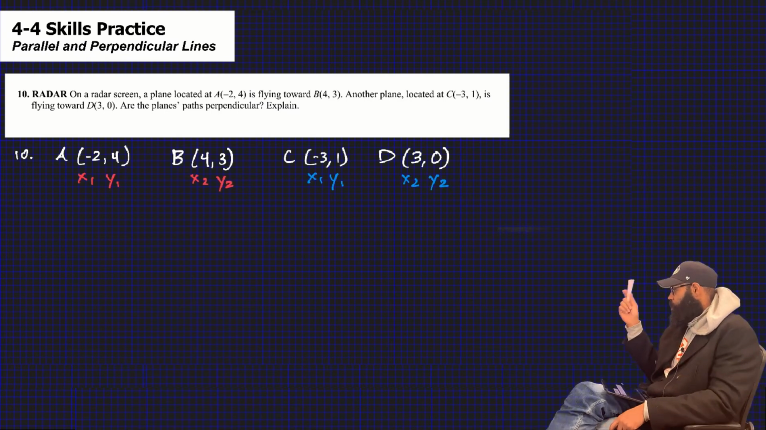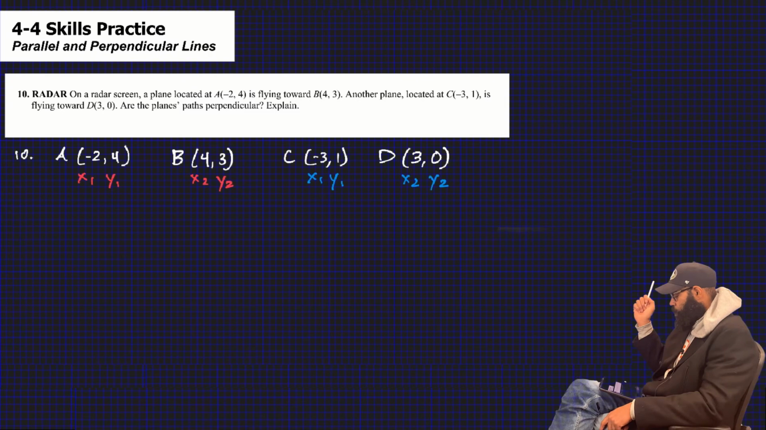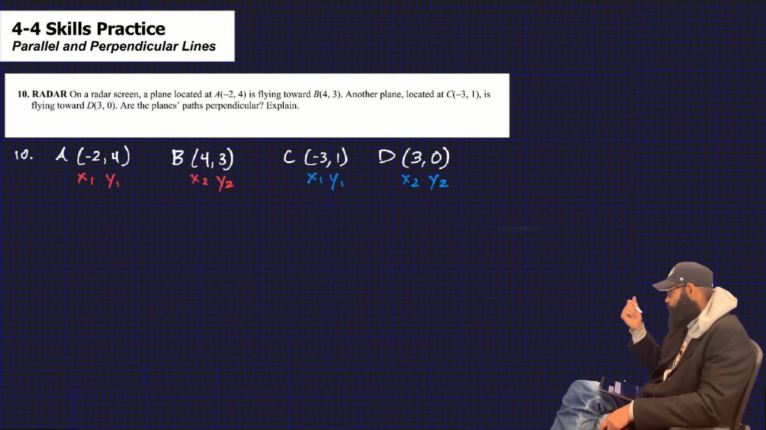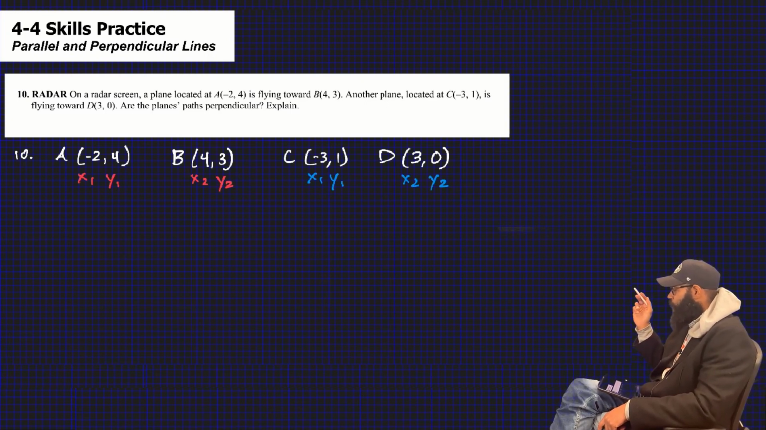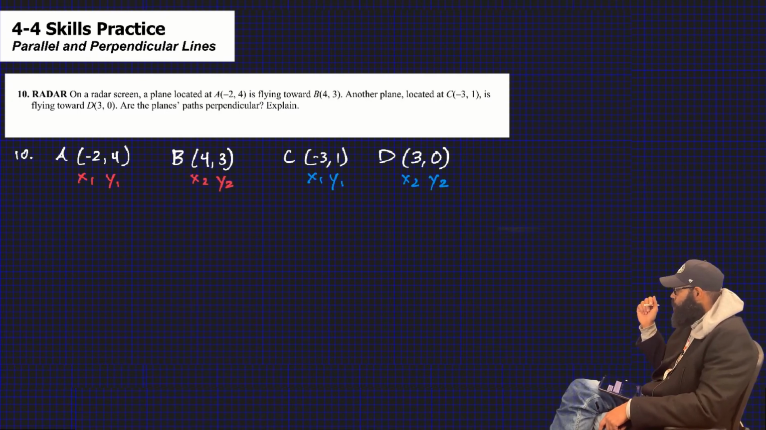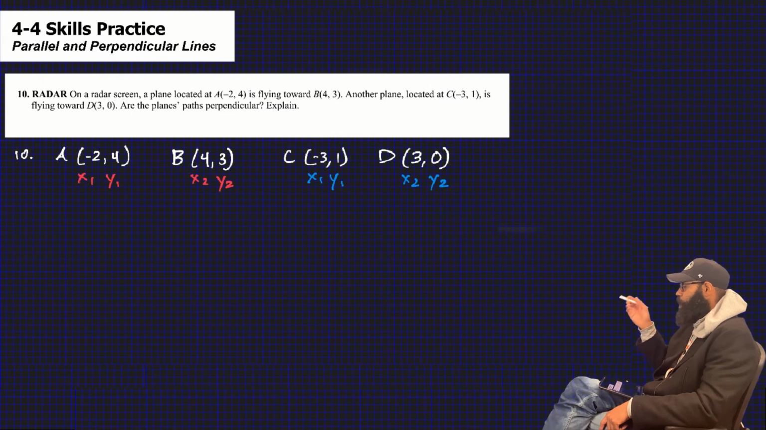So guys, we're pausing because let's go ahead and read this and make sure we hear what it says. Radar. Radar gun, because we're going too fast. On a radar screen, boop, boop. Most of y'all play video games, it's got a little map where you go boop, boop, and see where the enemies are. On a radar screen, a plane located at A, 2, -4, is flying toward B, 4, 3. Another plane located at C, -3, 1, is flying toward D, 3, 0. Are the planes' paths perpendicular? Explain.